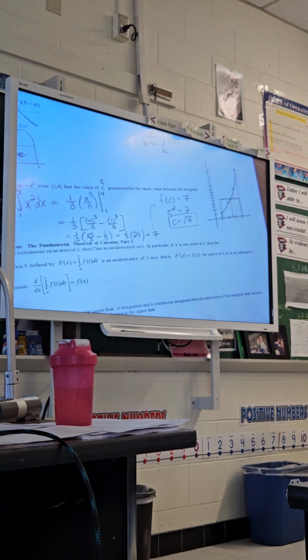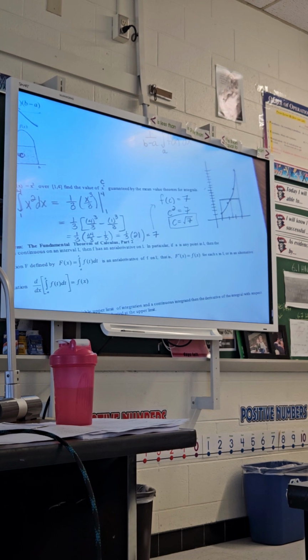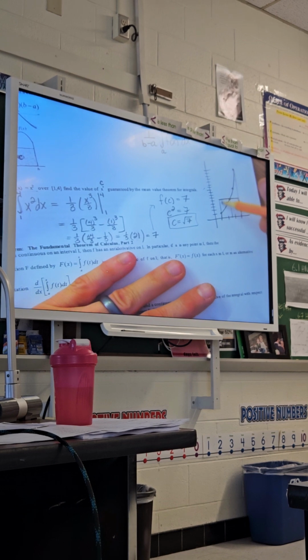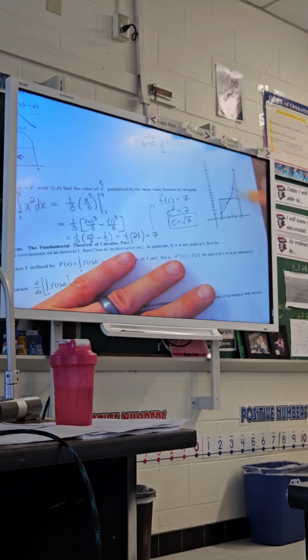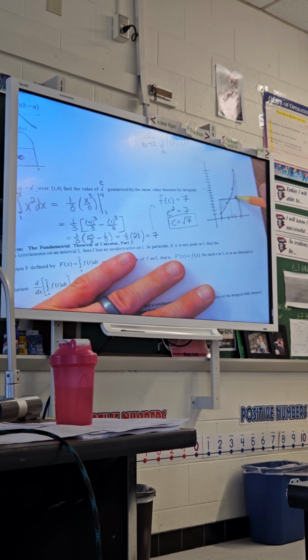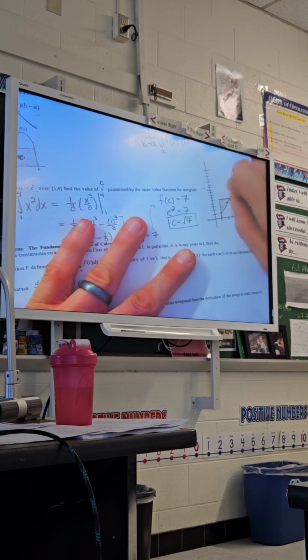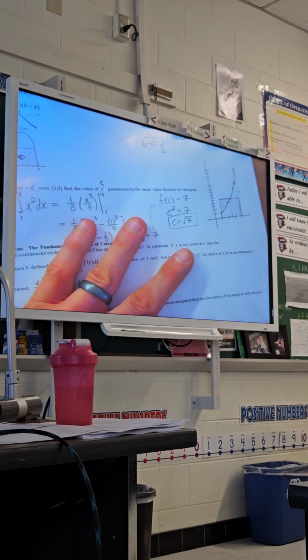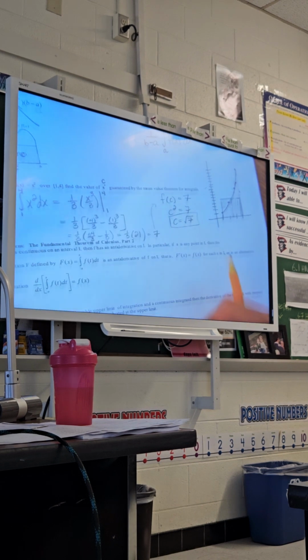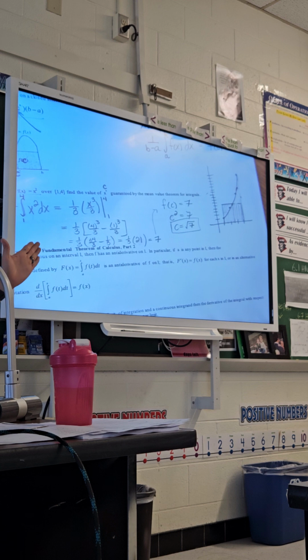Shut up, Russell. And it visually kind of makes sense because this extra area right there that's outside of the curve looks like about the same exact area as that. Very symmetrical. So you can visually see right now that the area inside the rectangle is the same as the area under the curve. And that's what the mean value theorem helps us find out. It helps us find that average value where you make a rectangle and find the area.